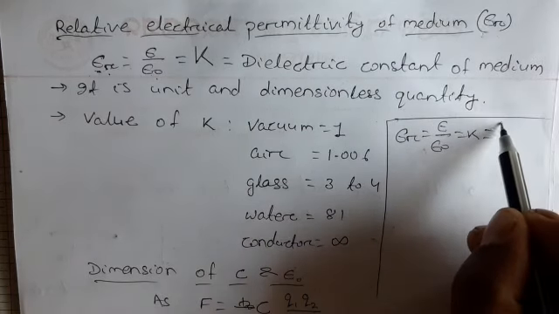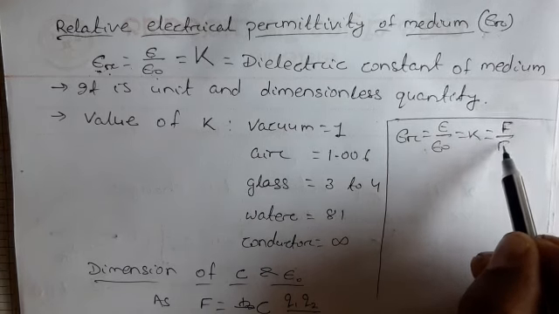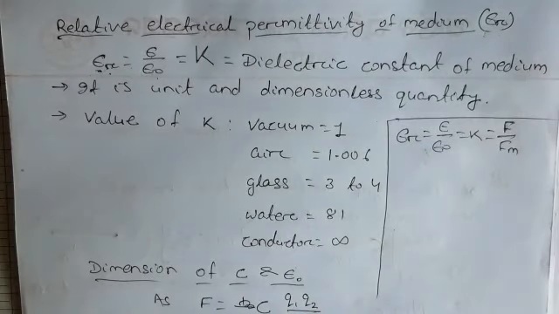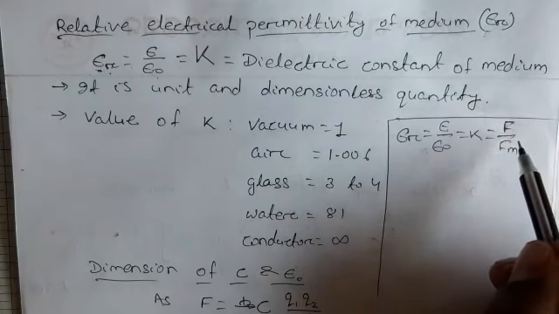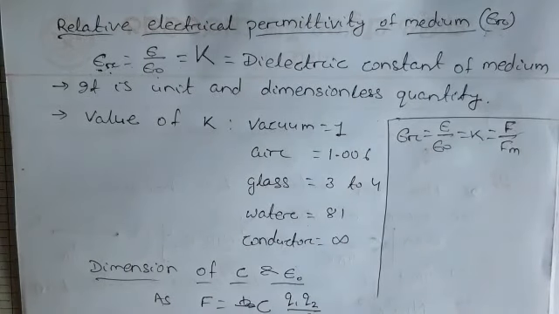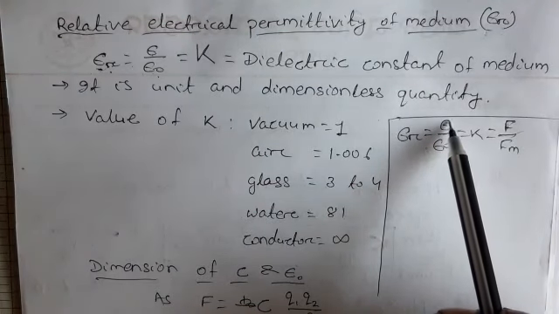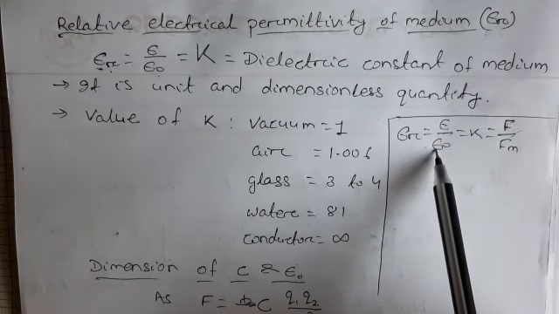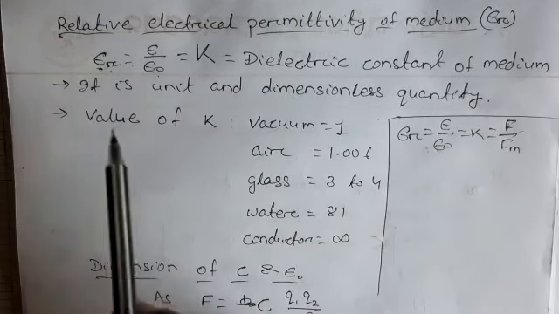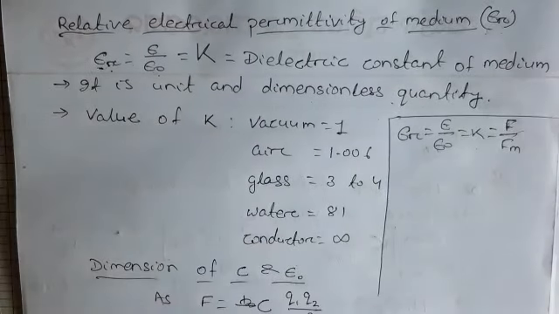Or I can write also force in air divided by force in medium. That I have derived from equation 1 and 2. Force in air by force in medium, okay, that is called dielectric constant. It is the ratio of absolute electric permittivity divided by absolute electric permittivity. So it has no unit, no dimension. I have written here, it is unitless and a dimensionless quantity.